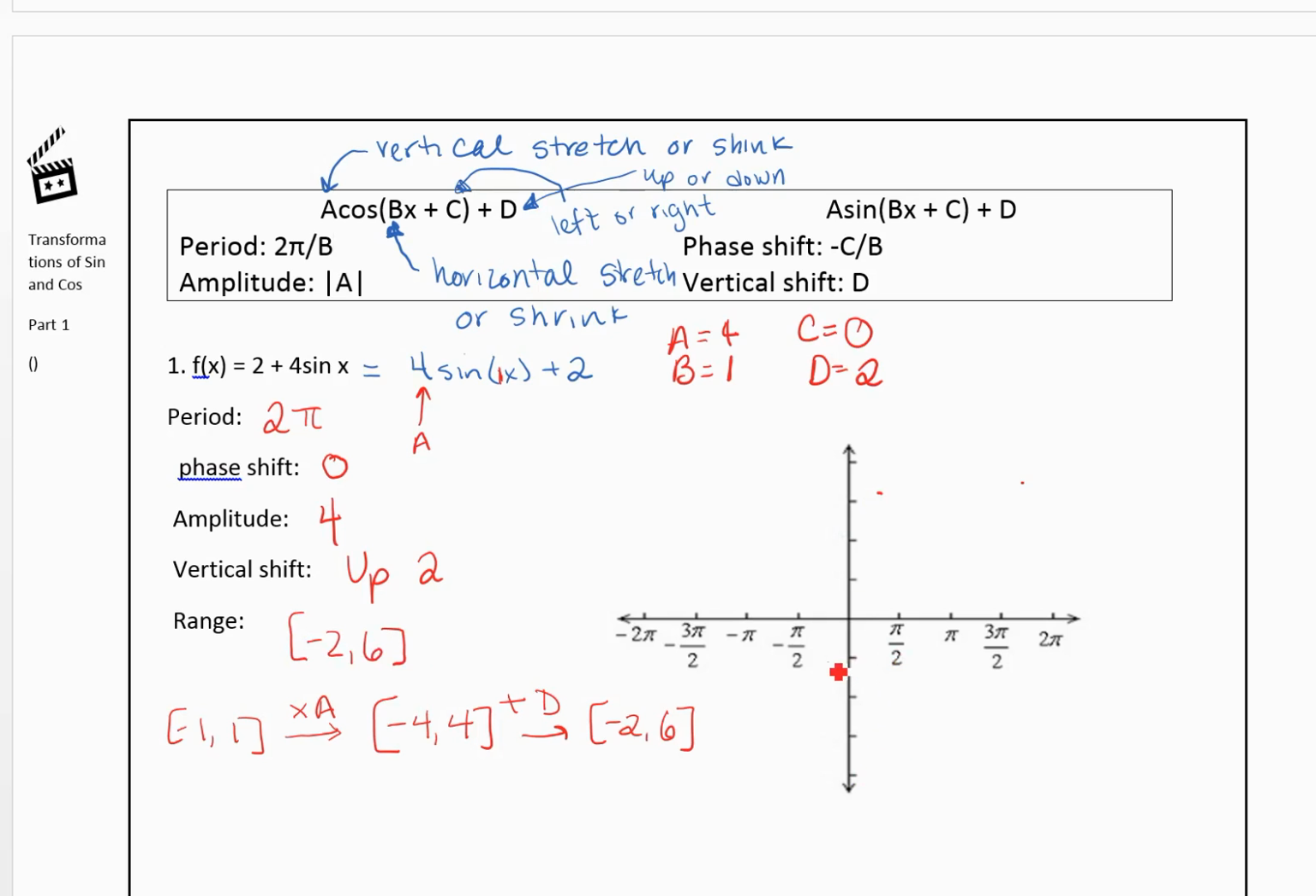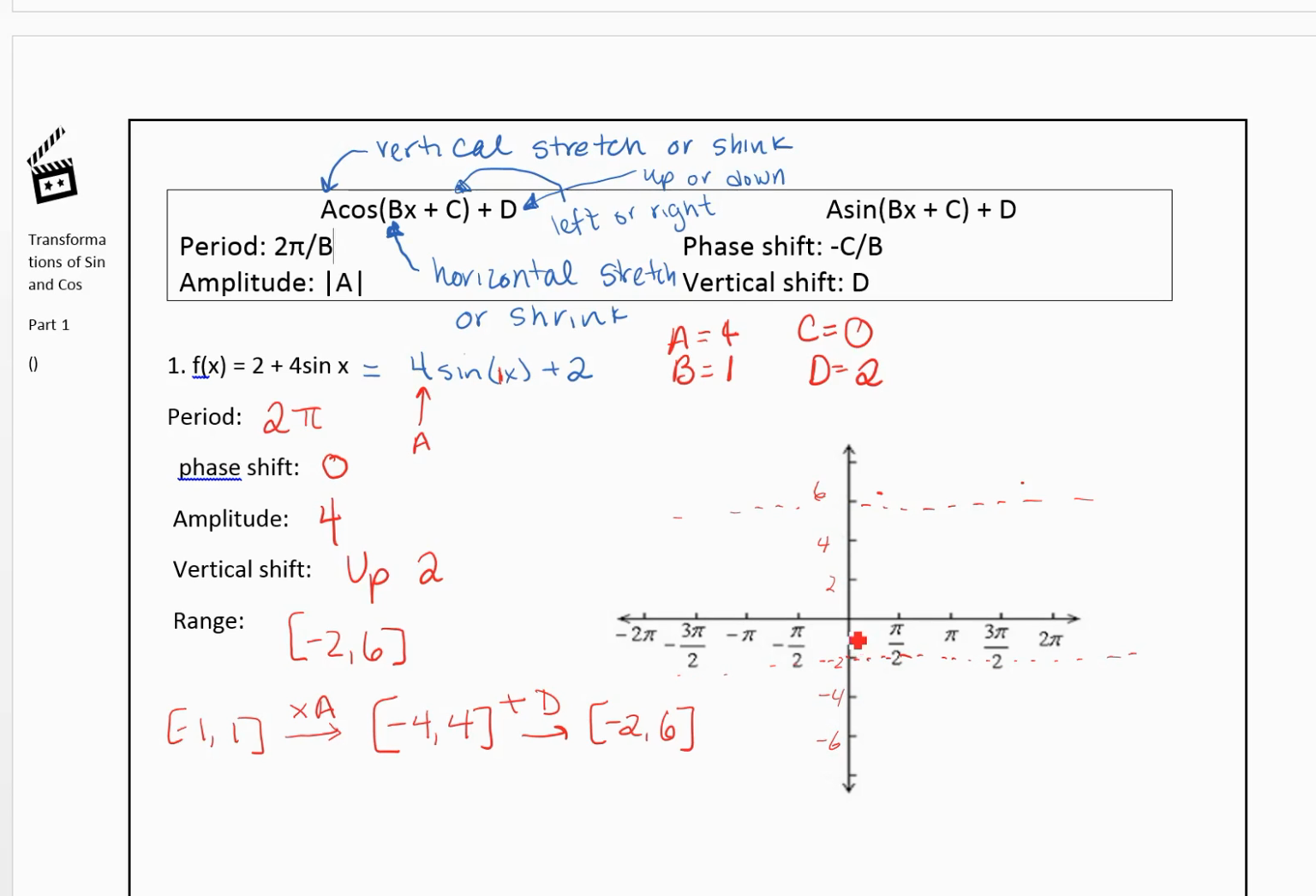So this would be -2, -4, -6, 2, 4, 6. So we'll see our graph is going to be between these two values. Now, we really want to make sure we at least graph one period.